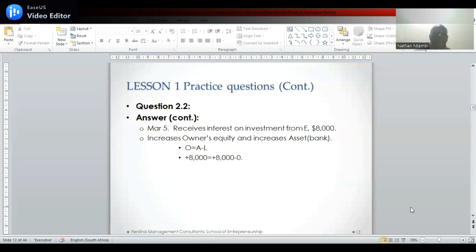by paying. March 5, receives interest on investment from E of $8,000. This increases owner's equity because it is interest income and also increases the bank account because it is money that has been brought in as cash, not credit.